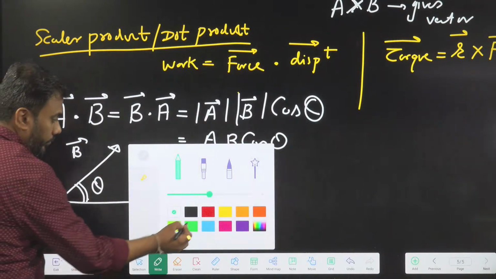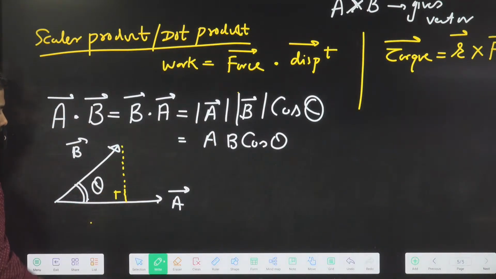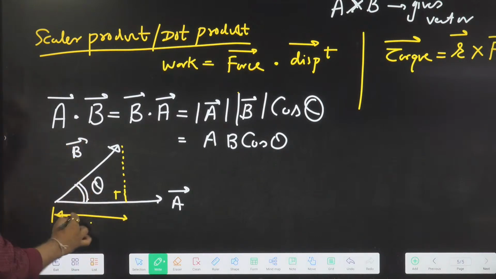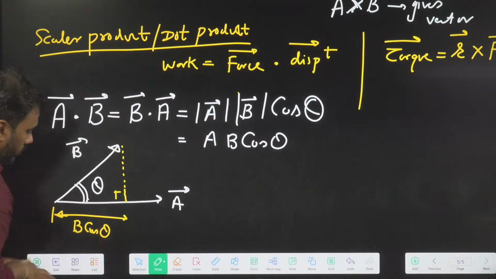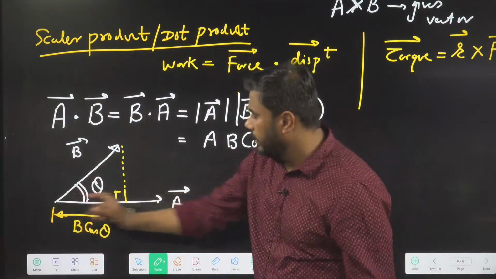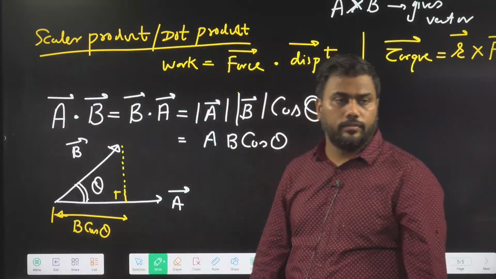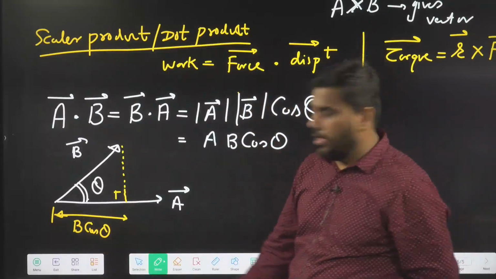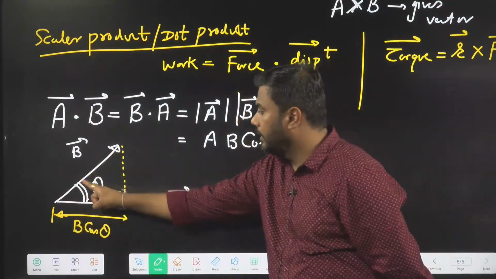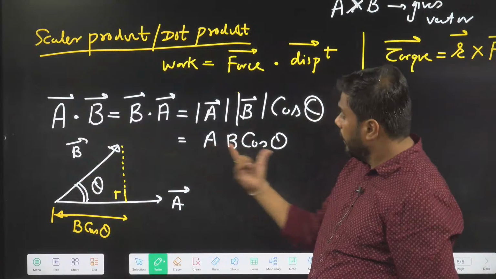We can say, if I drop a perpendicular from the head of B on A, this length will be B cos theta. This length is B cos theta, isn't it? If this length is B, this is theta, this is 90 degrees, so this will be B cos theta. Yes, Kusuma, very good. Can you see this? This is length B, this is theta, so this is B cos theta. Hence, it is magnitude of the first vector into B cos theta.